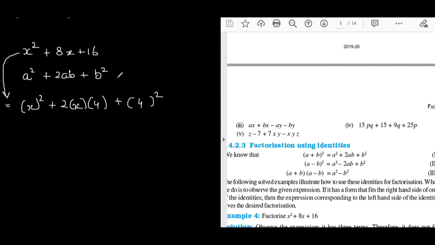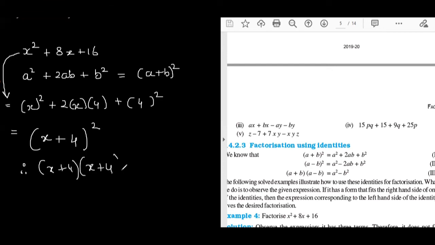Now what is the identity? A square plus 2ab plus b square. It is a plus b whole square. So in the next step, I will write a plus b whole square. For my question, what is a? I think it would be x. Very good. And what is b? 4. So this is my answer. But I need to factorize. Factorization does not have square. Therefore, my answer is x plus 4.